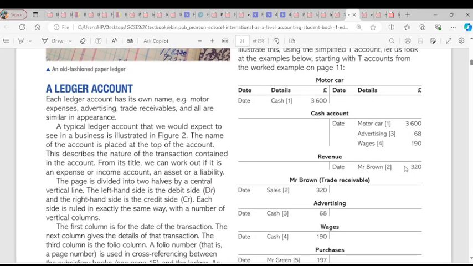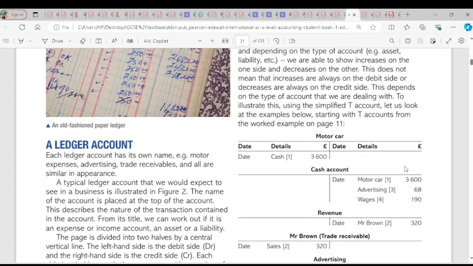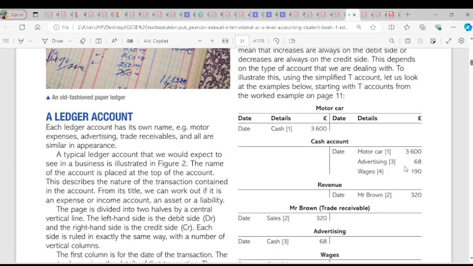Then I have this transaction we have here. Look at these transactions. All these transactions, I'm going to explain them in one. We're going to start with motor car and cash account. This transaction was part of page 11. So you have motor car and cash account. These are two. I'm going to use these two first.